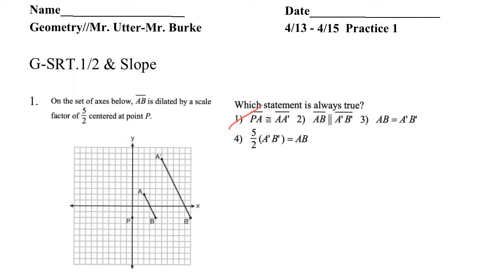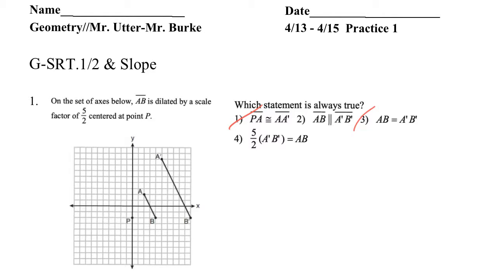Number 3 says AB is equal to A prime B prime. Well, that's not true. First we can just look at it. Does AB look like the same distance as A prime B prime? No, but we can't just rely on how it looks. But we also know that dilation does not preserve length because it's getting bigger after all, or smaller. So that one's gone as well.